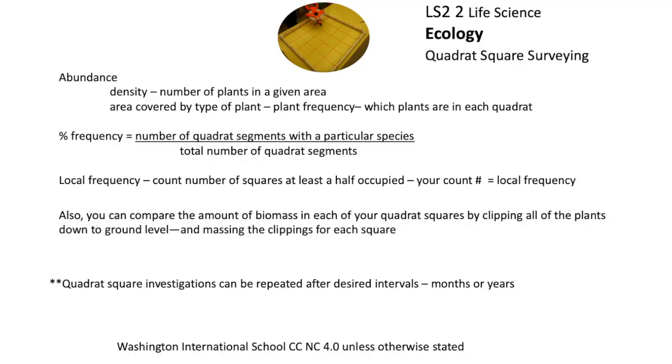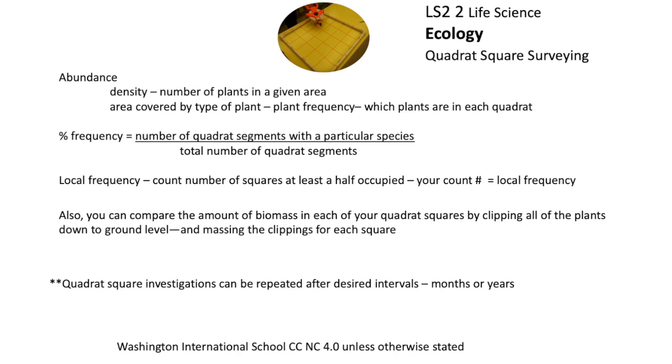And the abundance: look at the number of plants in your given area, or estimate the area covered in your quadrat squares by a type of plant. The plant frequency: identify which plants are in each quadrat. Percentage frequency is the number of quadrat segments with a particular species over the total number of quadrat segments. For your local frequency, just count the number of squares, for example, with at least half occupied by plants, and your count number equals your local frequency.